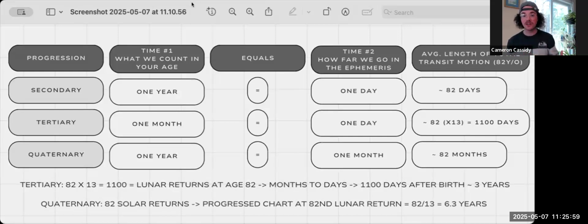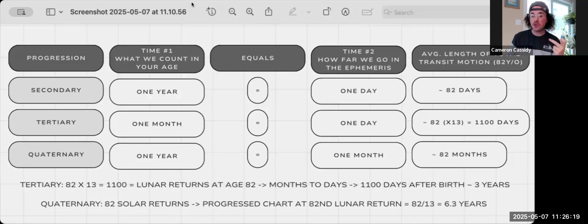So in secondary, if you live 82 years of your life, you'll only go 82 days down in the ephemeris. It's not that much time. There might be 2 or 3 full moons in your whole lifetime. But with tertiaries, you're going 13 times as fast, or going 13 times as far ahead in time.